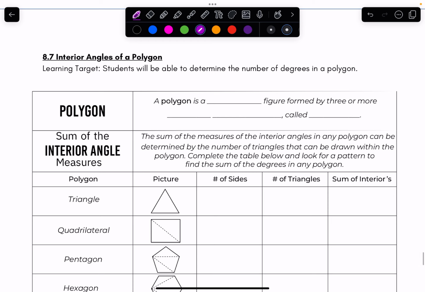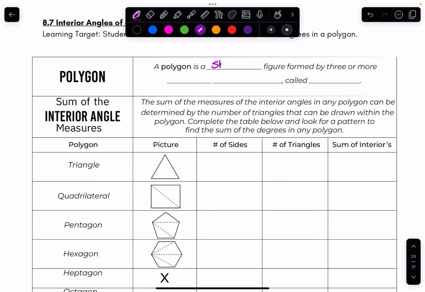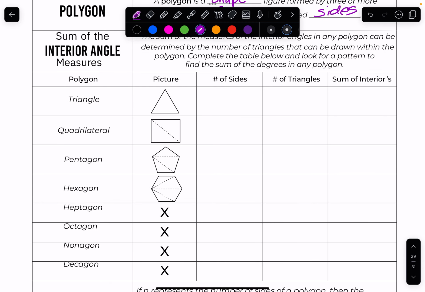So our last lesson of this unit is going to be going through the degrees of the interior angles of a polygon. A polygon is just another word for a shape that is formed by 3 or more line segments, which we just call our sides. Now if we look at our shapes, a triangle has 3 sides, there's one triangle, and it's a total of 180 degrees. Now we're going to use that fact to figure out how many degrees are in each of the following.